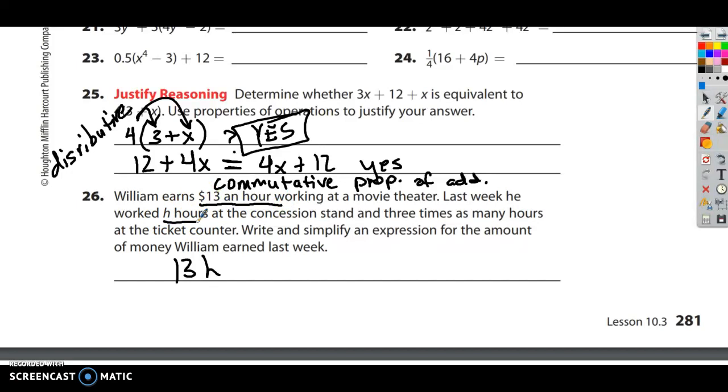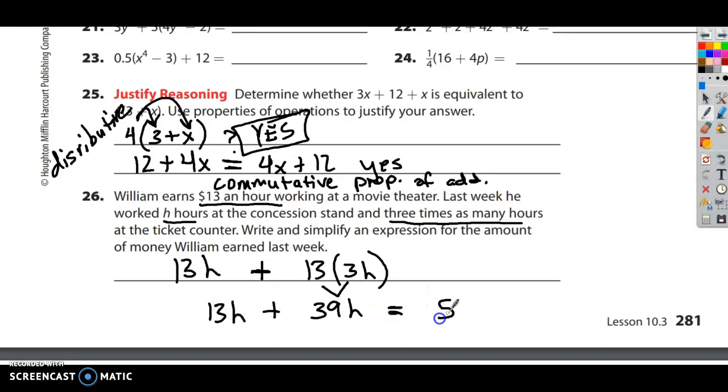And then he worked 3 times that many hours at the ticket counter. That would be 13 times 3h. Now why is it 3h? Because it says 3 times as many hours at the ticket counter. And then, to figure that all out, you'd have to add them up. And what can we do here? Well, we can't actually solve because we don't know how many hours he worked. But what we can do is multiply 13 times 3 and we get 39. And now what we can do is add up 39 and 13. 39 plus 13 is 52h.